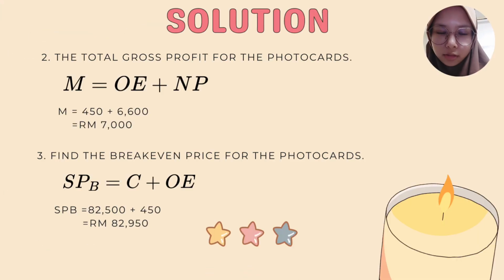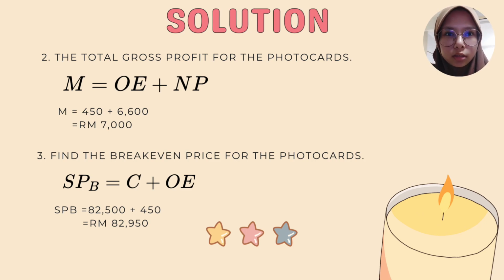Okay, moving on to question number 2. The total gross profit for the photo cards. To find the total gross profit, we need to use the formula M equals OE plus NP. So M is equal to 450 plus 6,600, and we will get 7,050 ringgit.